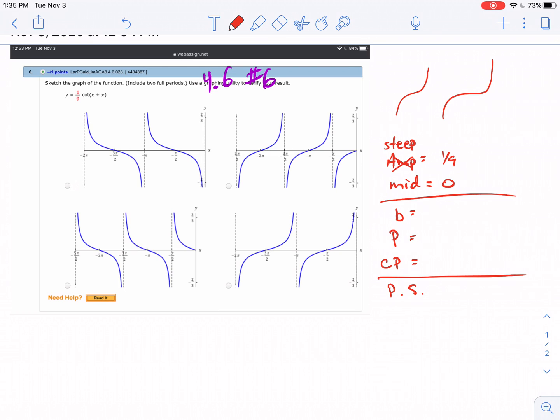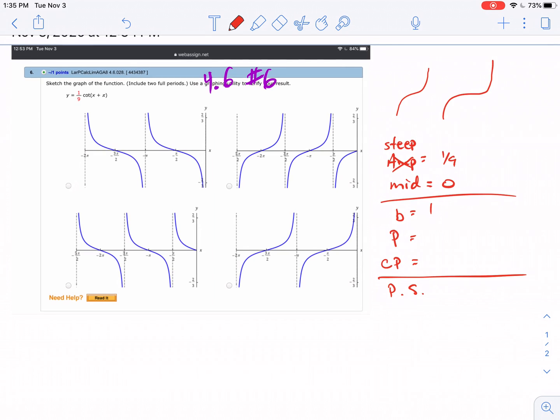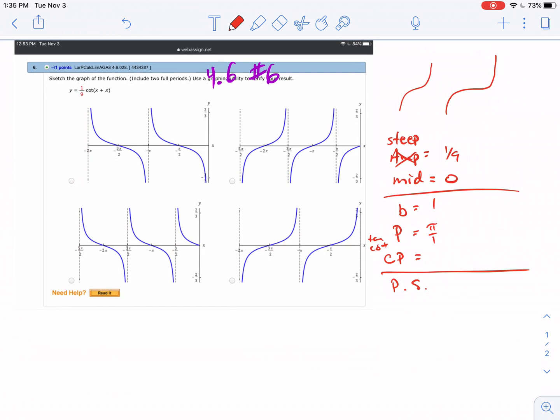Now the b value is 1, but remember, we're back to the tangent cotangent rules. So the period will be pi divided by 1, which is just pi, and then the CP or spacing is period divided by 2, which is just pi over 2. And then we do have a phase shift in this case, so that's x plus pi, so set that equal to 0. And if you basically move it to the other side, you end up with a negative pi.